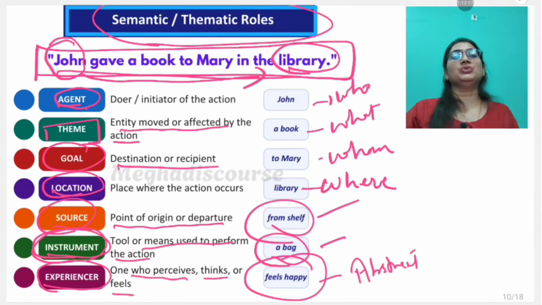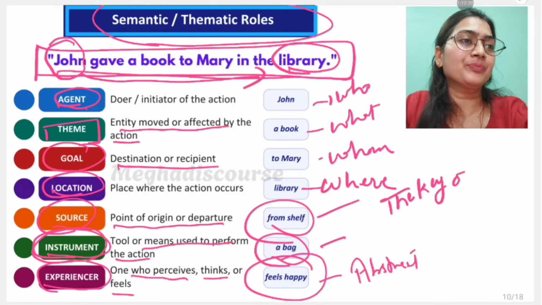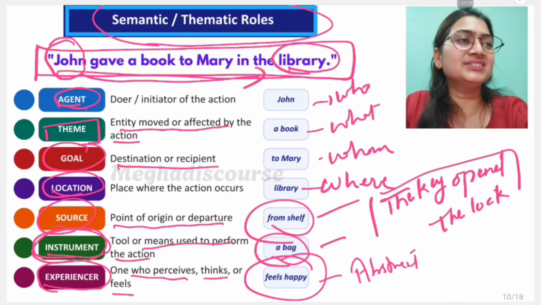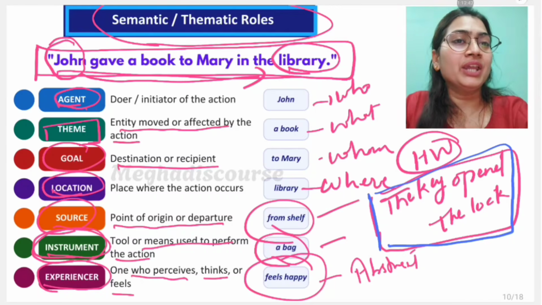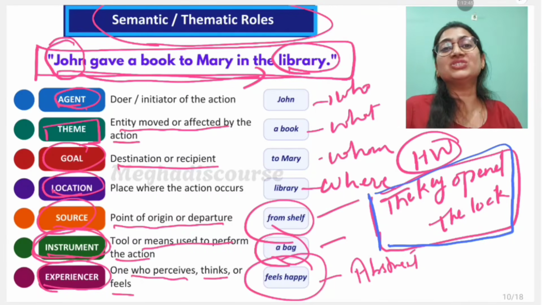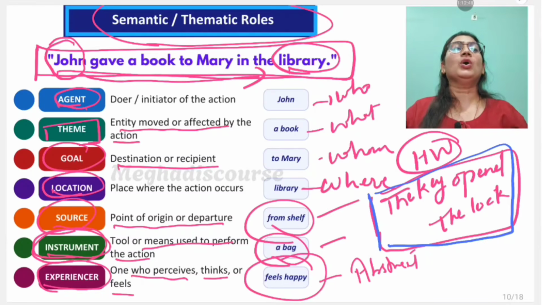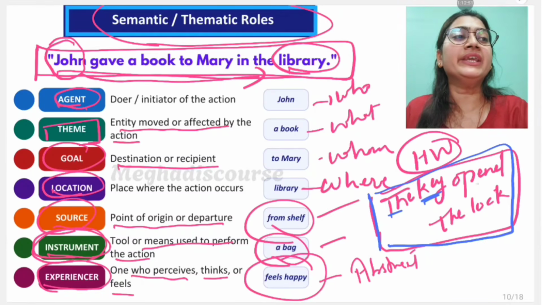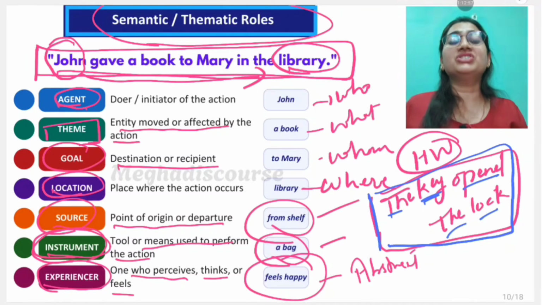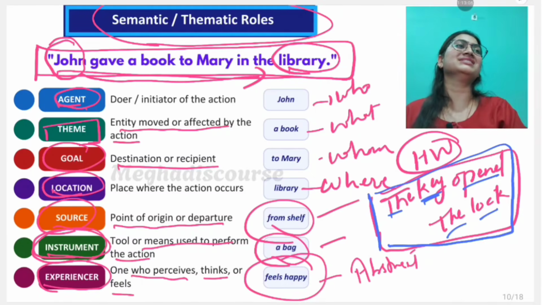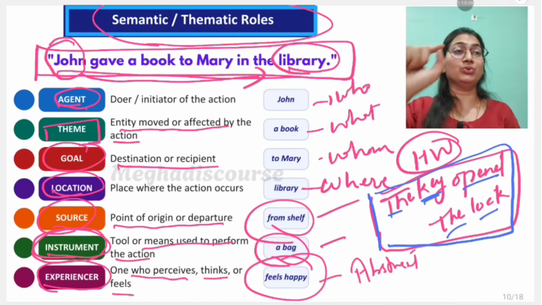Okay, so now I am giving you another example. The key opened the lock. So this is your homework, and you have to tell me in the comment section whether agent, theme, goal, location, source, instrument, experiencer are all here or not. Which is the instrument, who is the agent, what is the goal? If there is no goal, then say NA, or you can simply put a cross. But this is your homework, you have to do it.